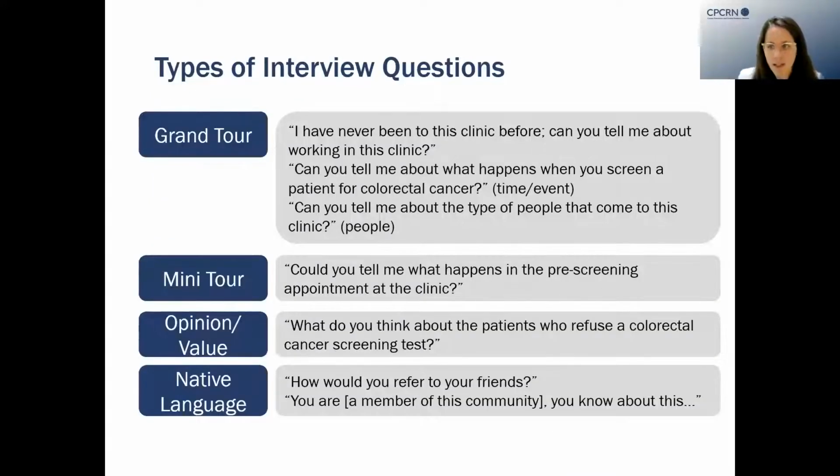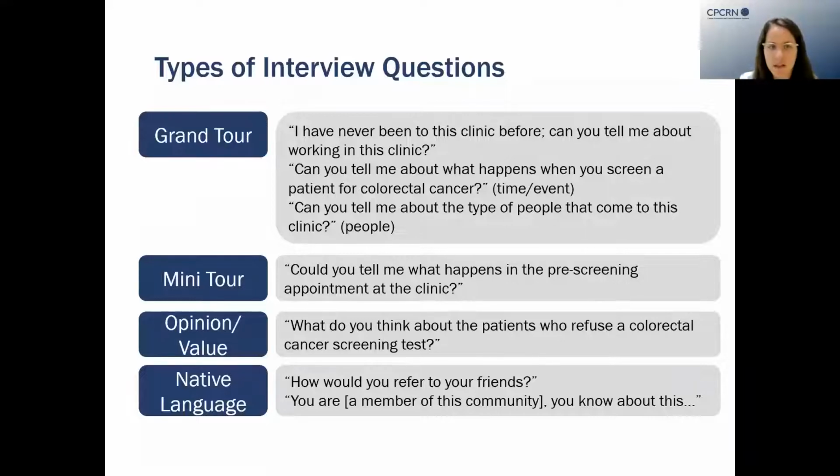So there are many ways to write an interview question depending on what you want to know. And here are a few examples. We also made a handout with these so that you can quickly reference them when you're writing your own questions. But the first type of question is called a grand tour question. And this is when you ask your respondent to generally describe a typical space or time or event.